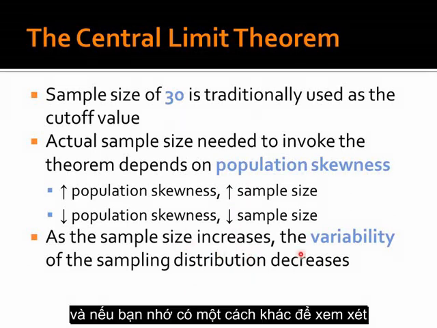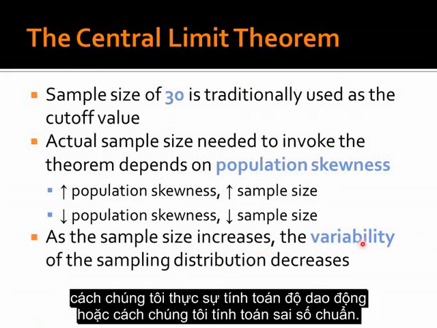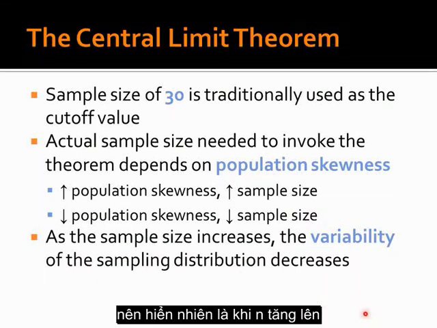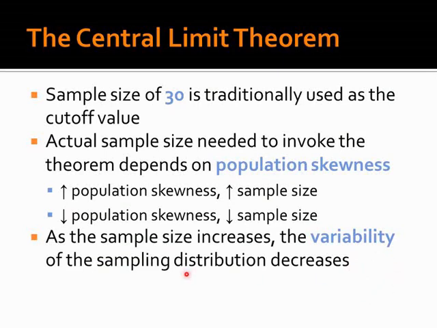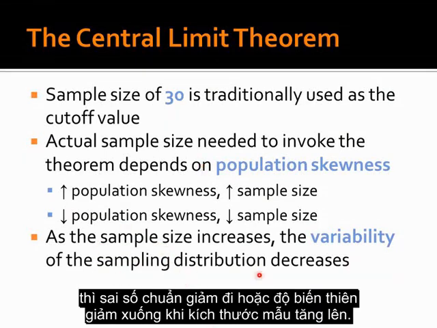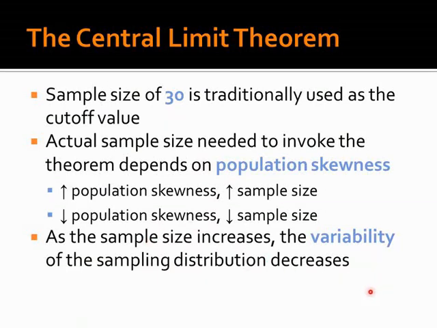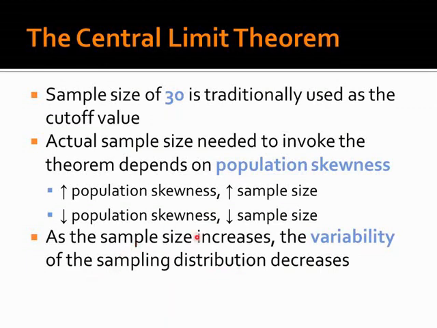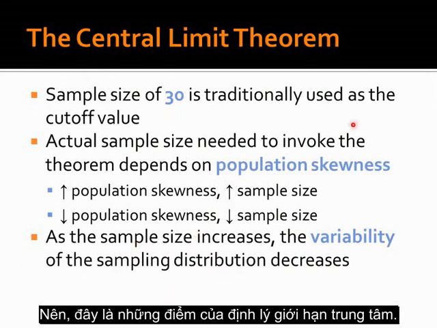And if you remember, there's another way to look at it. How do we calculate variability, or how do we calculate the standard error? Remember, it was standard deviation divided by square root of n. So it should be obvious that as n goes up, the standard error goes down, or the variability goes down, as the sample size goes up to a point where the sample size is so big that the standard error becomes almost 0. Okay, so these are the points about the central limit theorem.